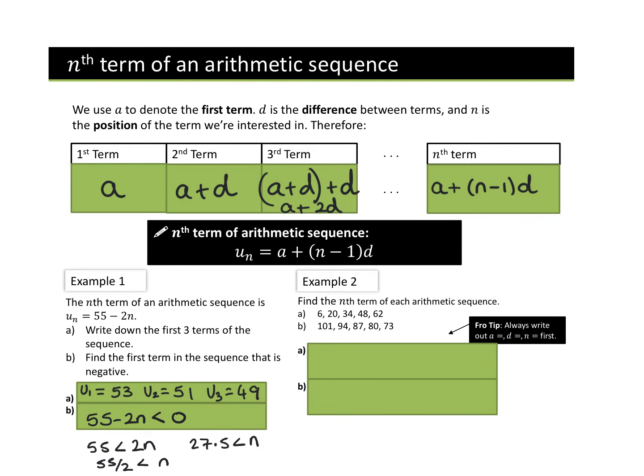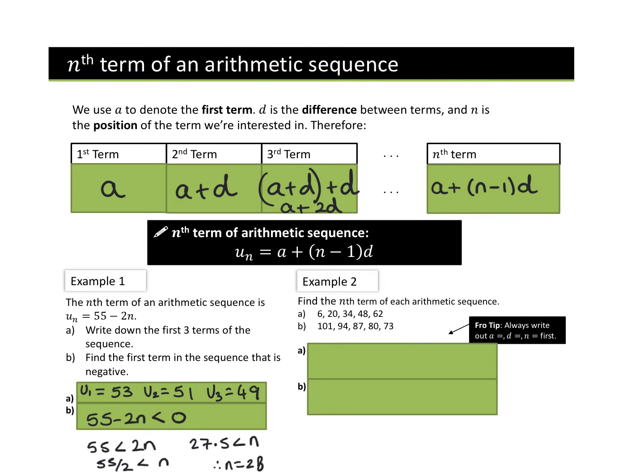No, because the term and the position are whole numbers. So really think about this. n has to be greater than 27.5 for this to be negative. So what is the first term where this is negative? 28. Therefore, n equals 28.